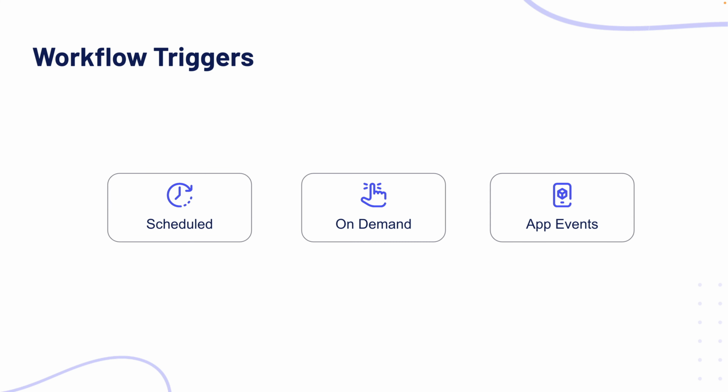And the last one, which is what makes automation exciting in the business world, is application events. So these are events that are taking place within different apps that we use that automatically act as the trigger for certain workflows to run. So let's take a look at the app events in more detail.